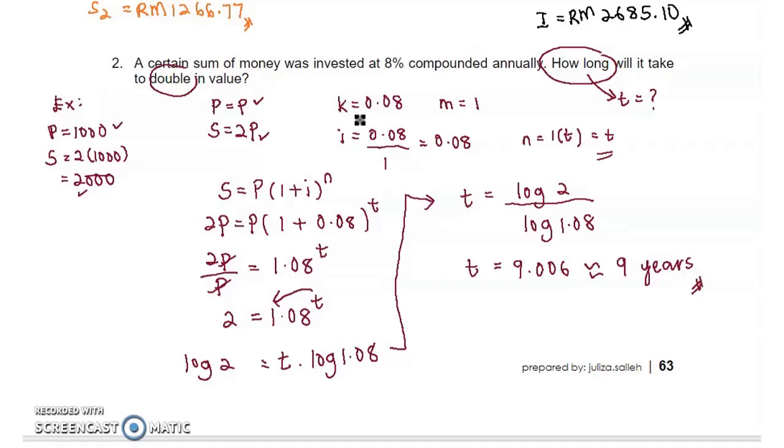Okay, in this case, for example, with a rate of 8% compounded annually, if you put 1,000 in order to get 2,000, you need to wait for 9 years. So in general, if you put P ringgit, in order to get 2P ringgit, how long do you need to wait? 9 years. Okay.